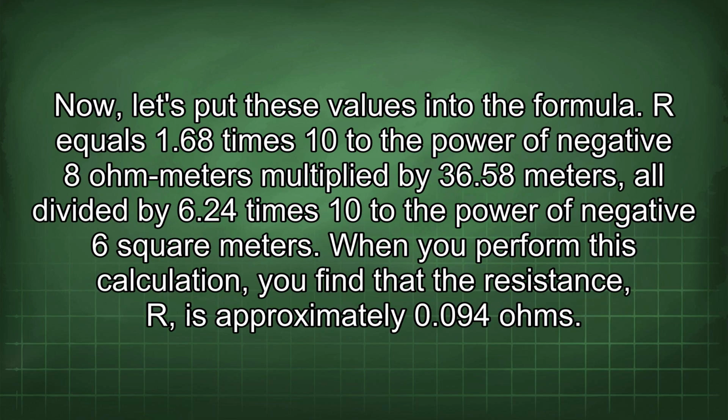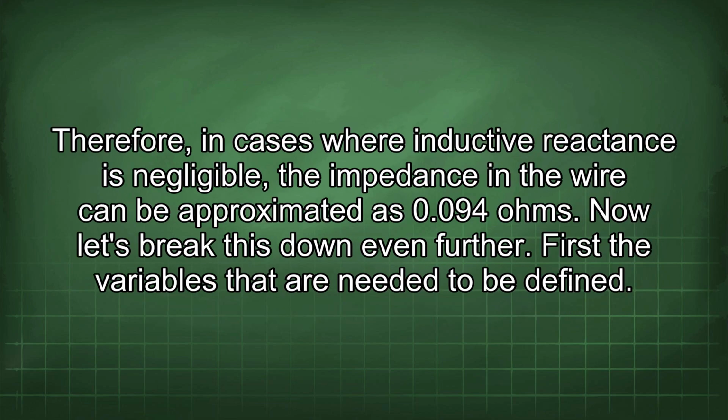Now let's put these values into the formula. R equals 1.68 times 10 to the power of negative 8 ohm meters multiplied by 36.58 meters, all divided by 6.24 times 10 to the power of negative 6 square meters. When you perform this calculation, you find that the resistance, R, is approximately 0.94 ohms. Therefore, in cases where inductive reactance is negligible, the impedance in the wire can be approximated as 0.94 ohms.